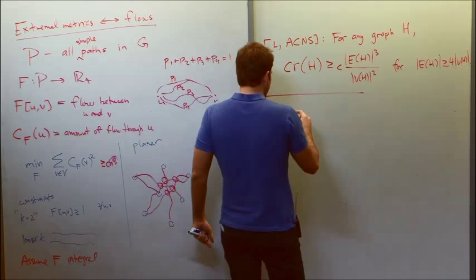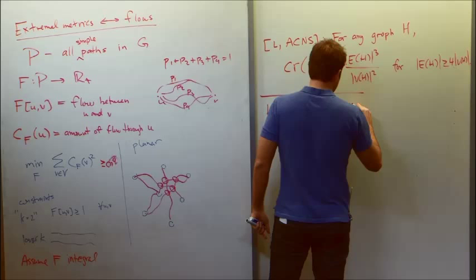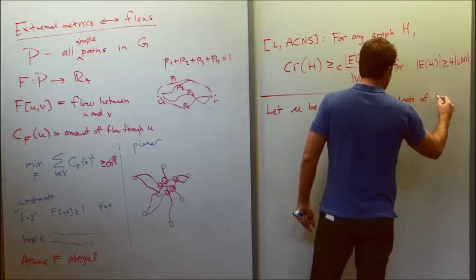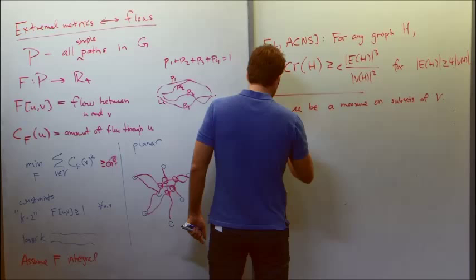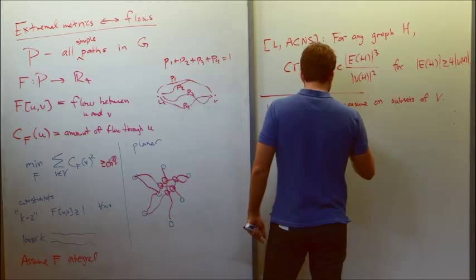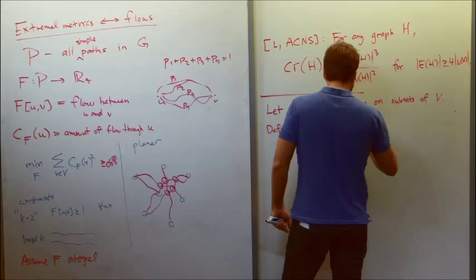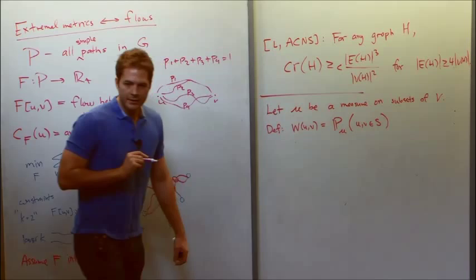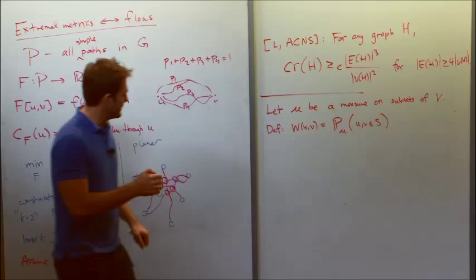So let mu be a measure on subsets of V. And then I'm going to define a weight function using this mu. Define w of uv to be the probability, under choosing a set according to mu, that u and v are both in the set. So I define this weight function. It's the probability that two points occur at the same time in the set. And now, what do I want to do?